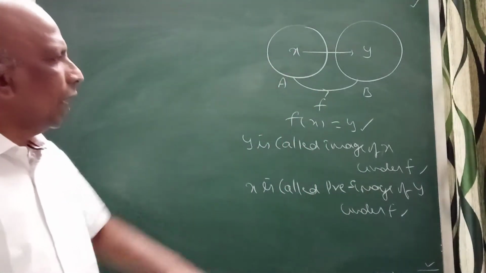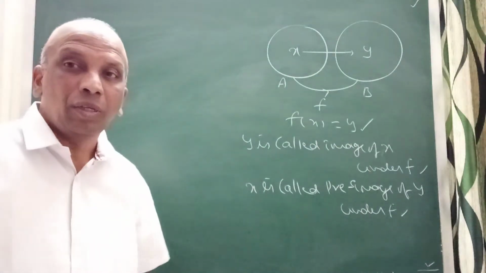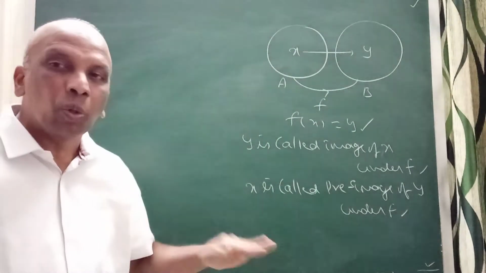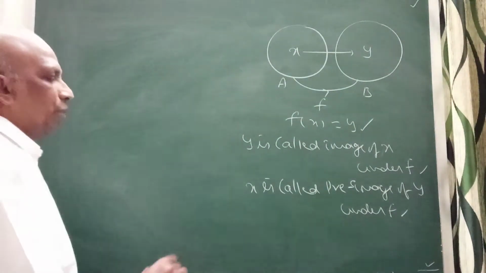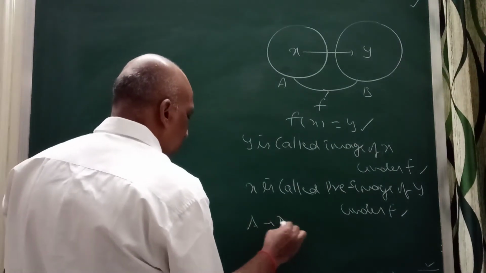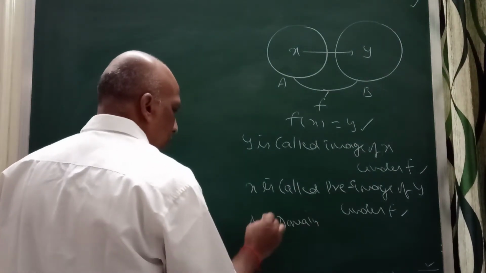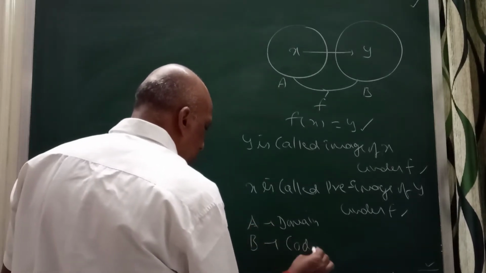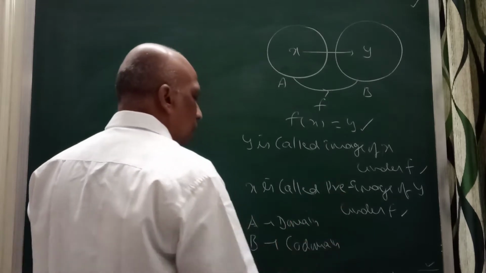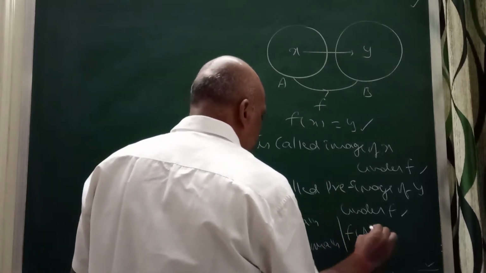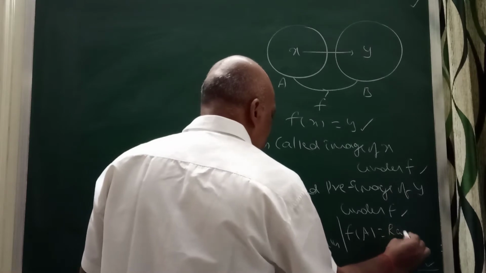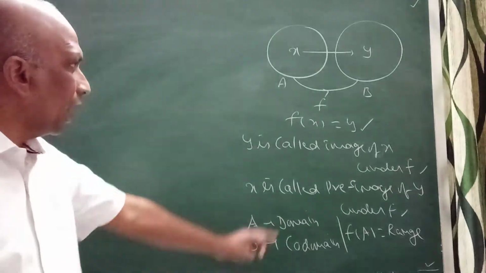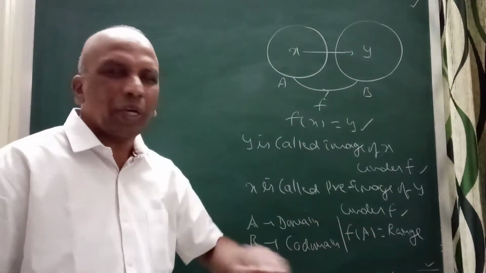At the same time, A is called the domain of the function, B is called the codomain of the function, and F of A is called the range of the function. You can remember: the entire set A is called the domain of the function, and the entire set B is called the codomain. F of A is called the range. So A is the domain, B is the codomain, F of A is the range.